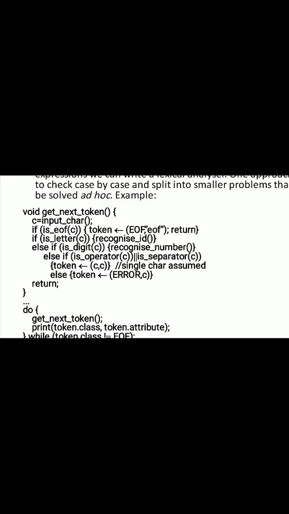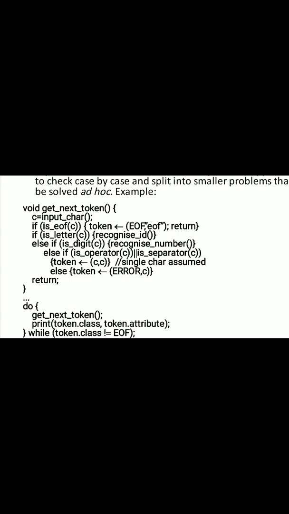Here you have to read the first character, and whenever you read, you check whether it's the end of the file. If it is the end of the file, you just return by closing that. If it is not the end of the file, then this example is given for an identifier. When it is going to recognize an identifier, you check the character: if it is a letter, I can start recognizing an identifier. If it is a digit, then directly I can go for a number.